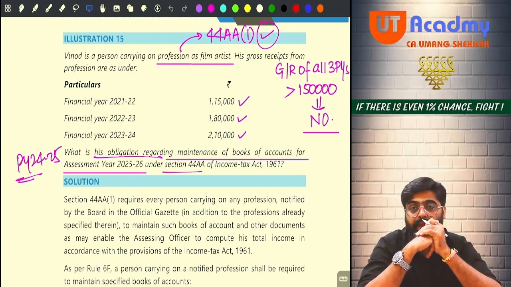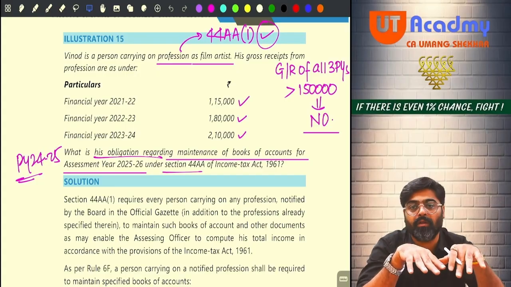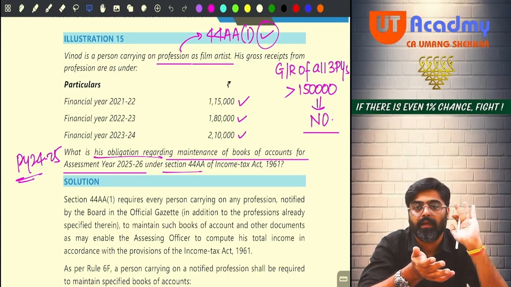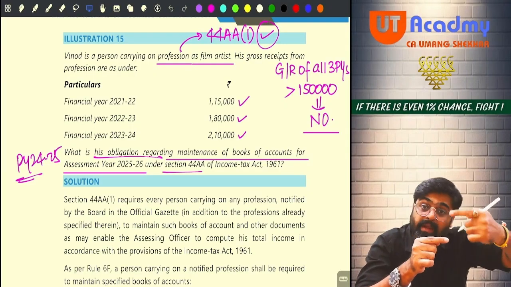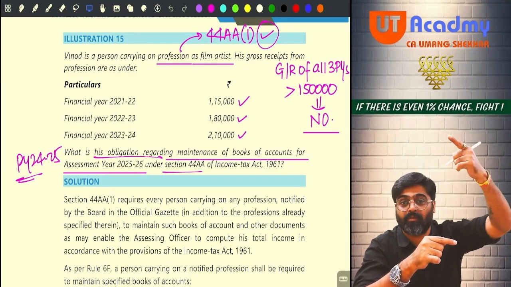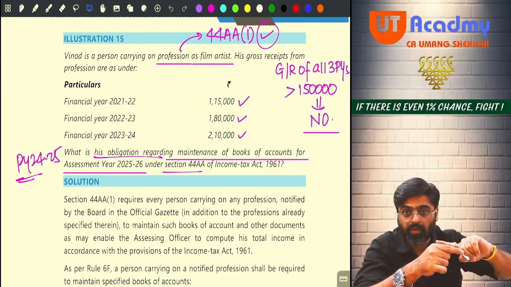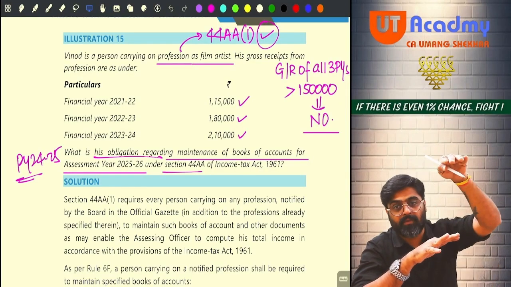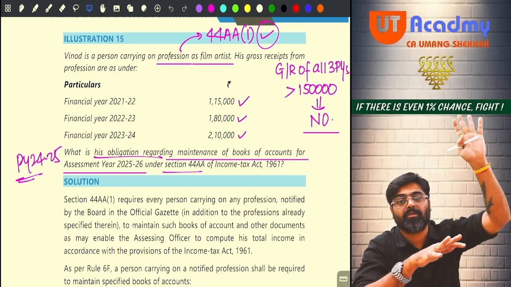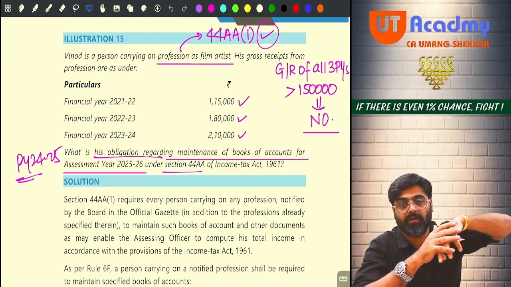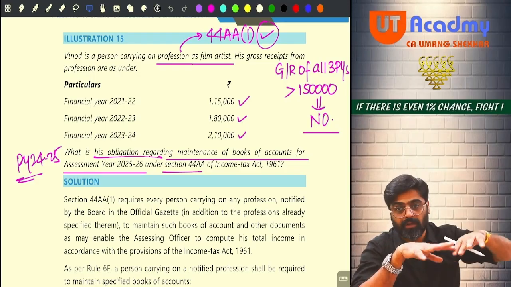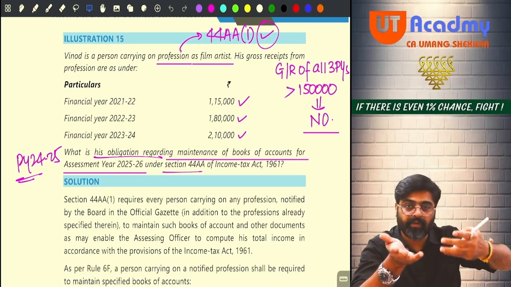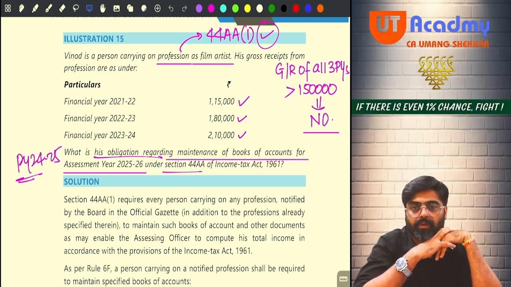But if in this year also, it is not expected that it will be more than 1,50,000, then will you maintain those books? No. Then you will be covered in point number 2, not point number 1. So any notified professional, if not covered in point number 1, meaning that last 3 years gross receipts do not exceed 1,50,000, or this year's gross receipt is not expected to be more than 1,50,000, then definitely you will be covered in point number 2.